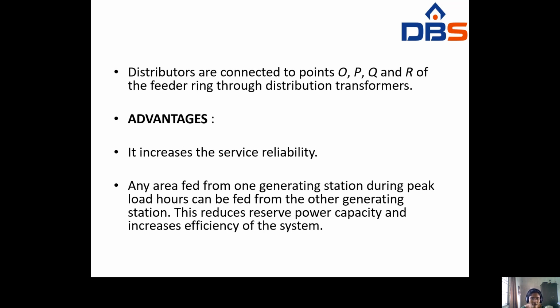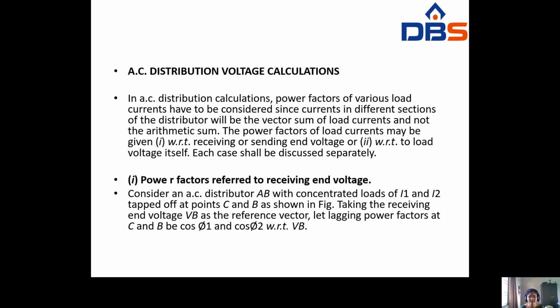Coming to the advantages of the interconnected system: it increases the service reliability. Next, any area fed from one generating station during peak load hours can be fed from the other generating station. This reduces the reserve power capacity and increases the efficiency of the system.